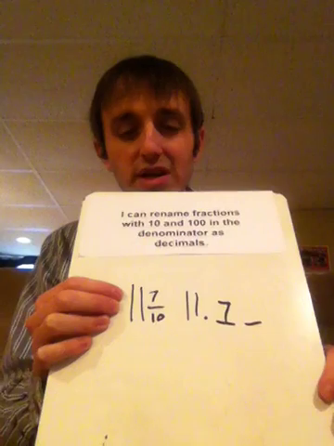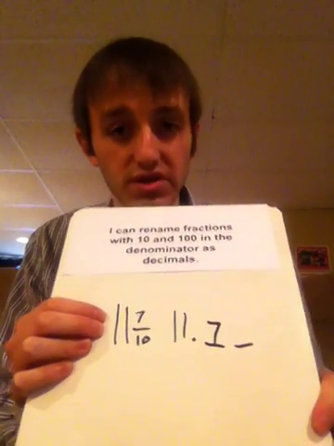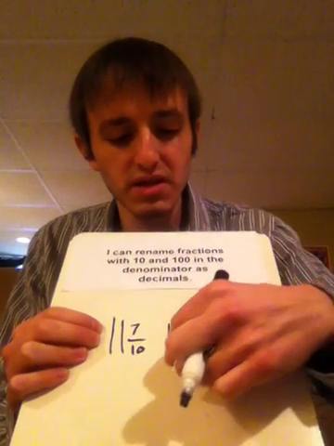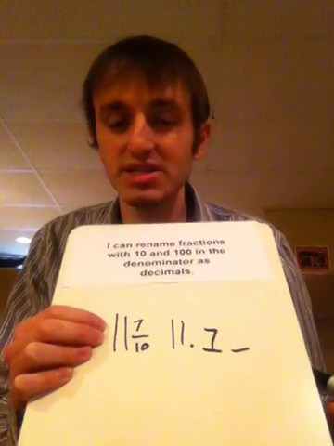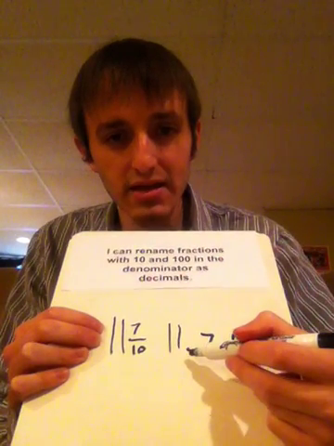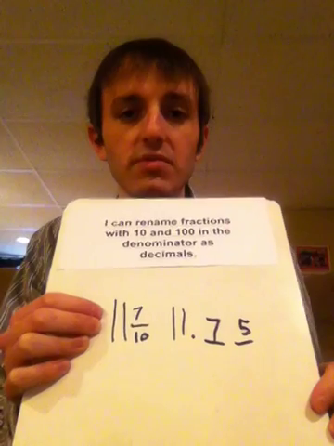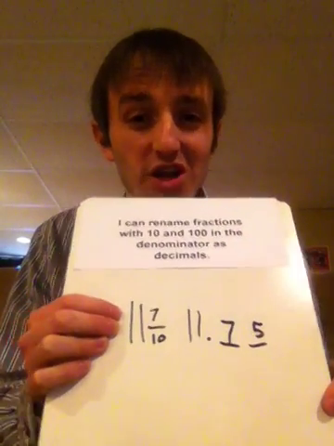Now, to make this a little trickier, let's say I want it to be 11 and 75 hundredths. Well, if this is 11 and 7 tenths, to make it 75 hundredths, actually all you need to do is add a 5 here. Let's just double check. 11 and 75 hundredths. This is another math lesson for you. Hopefully I've challenged you this time.